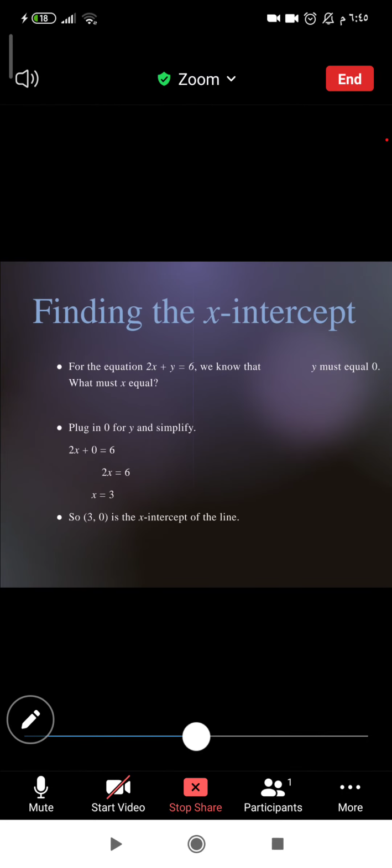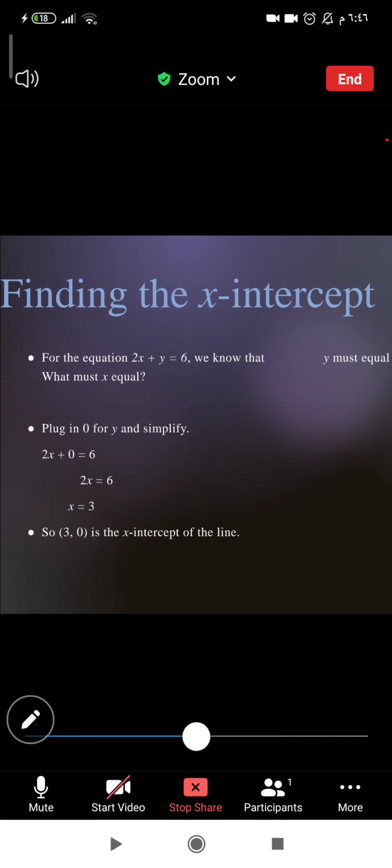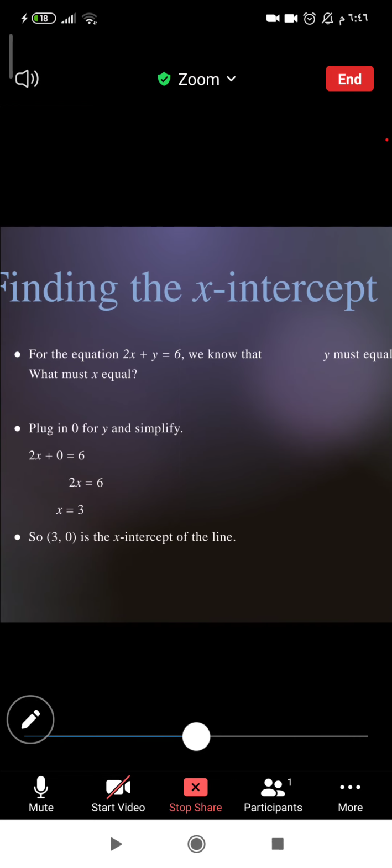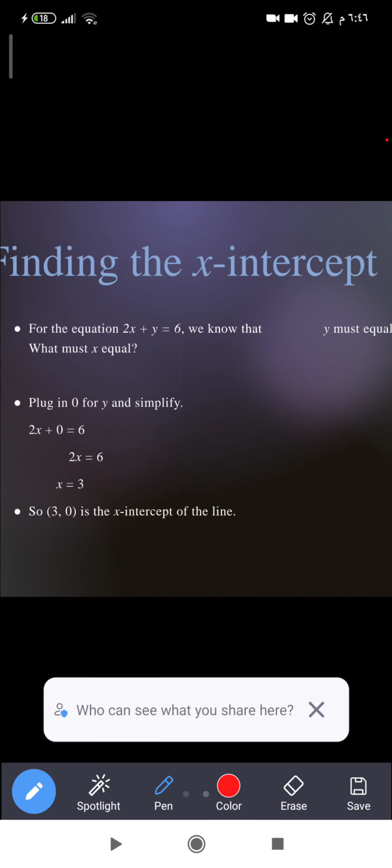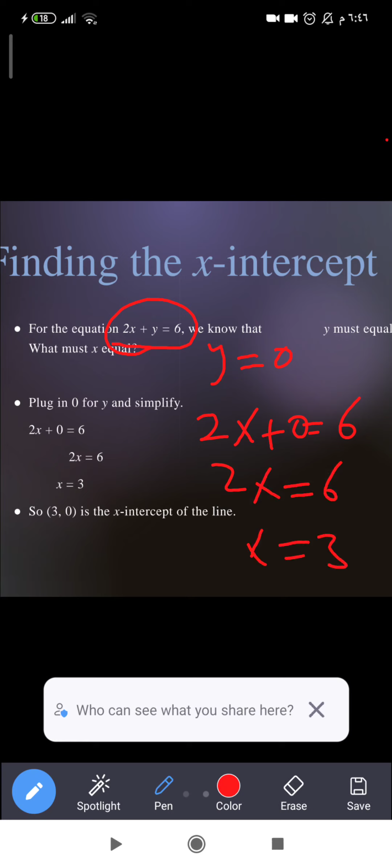Find the x-intercept. How can I find the x-intercept from any equation? Look, I just plug in the equation y equals 0. So I will find 2x plus 0 equals 6. 2x equals 6, x equals 3. So the point is (3, 0). This is called the x-intercept.